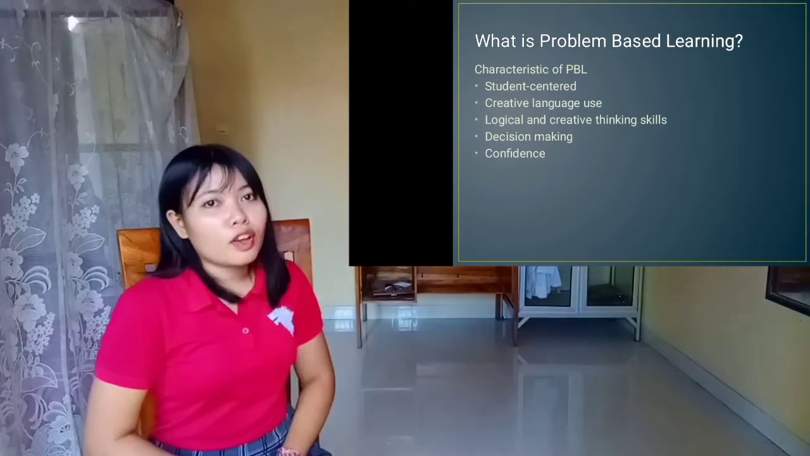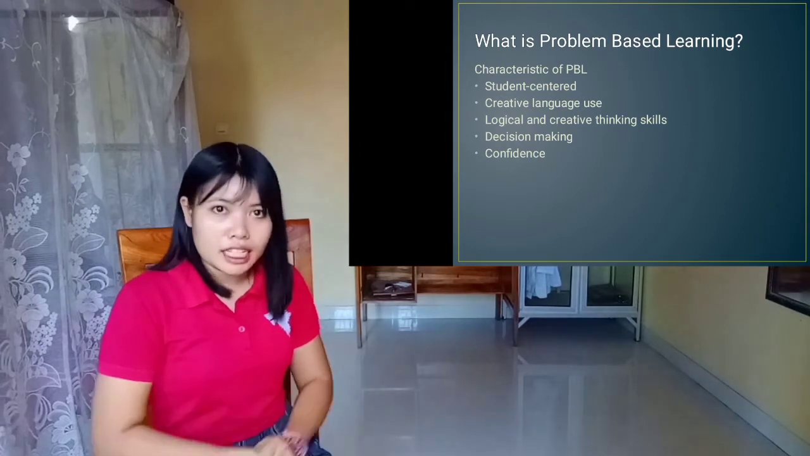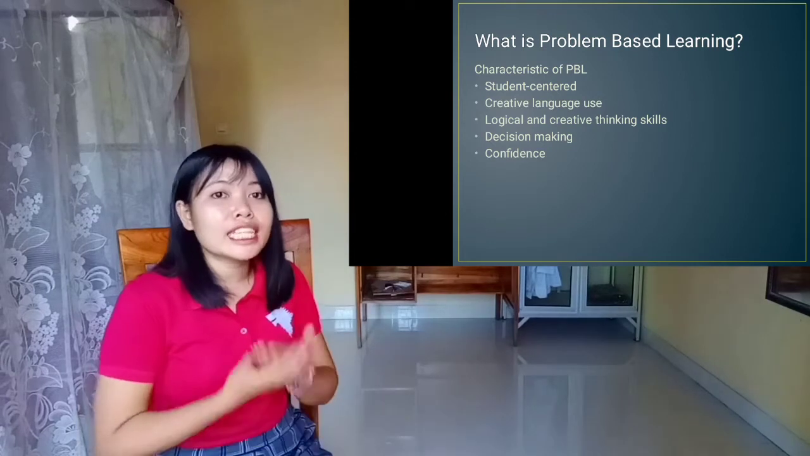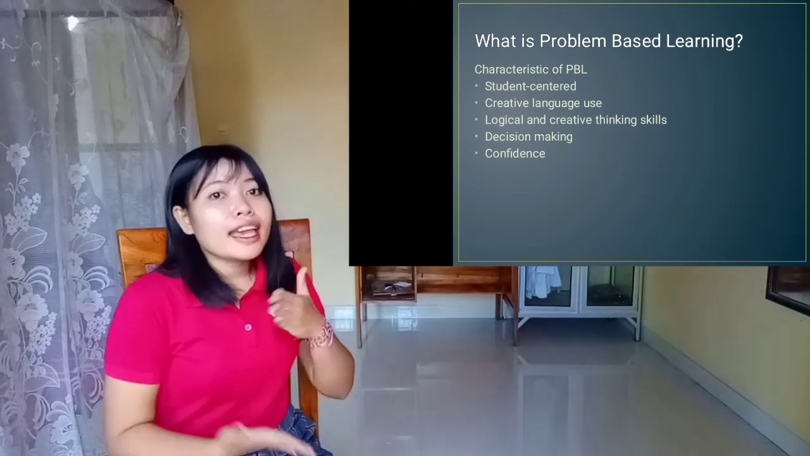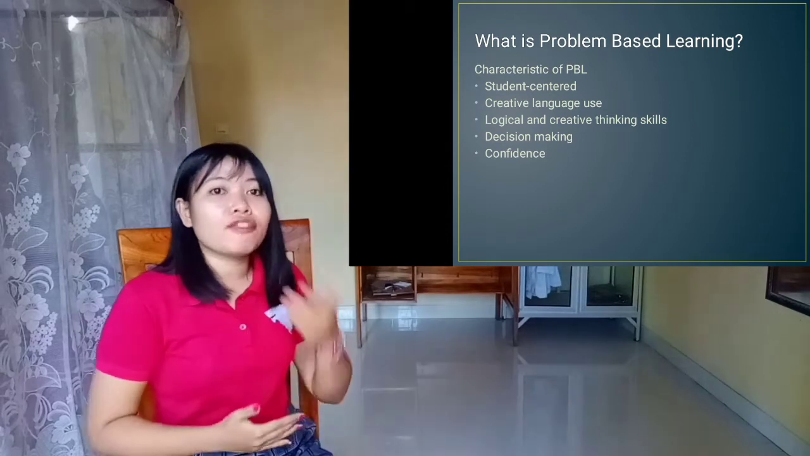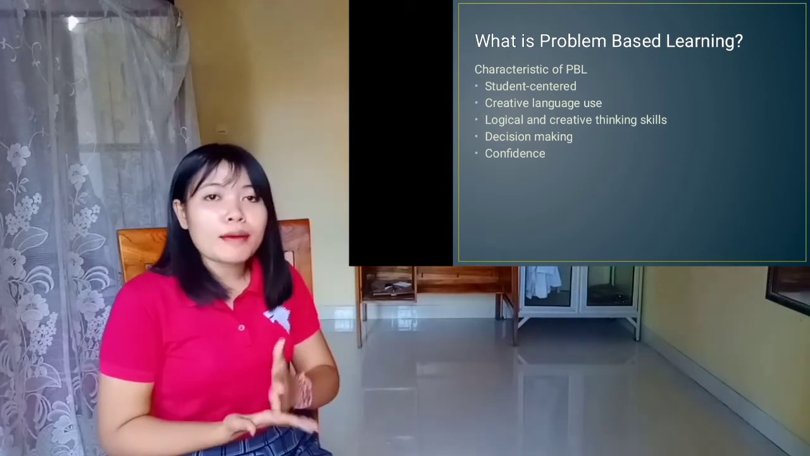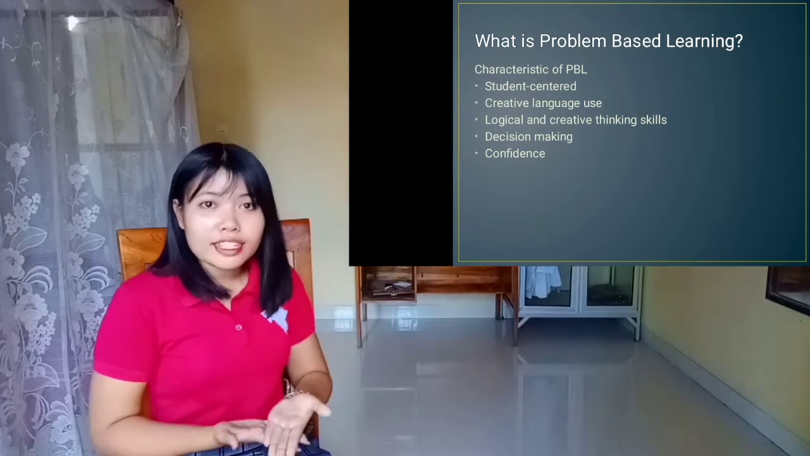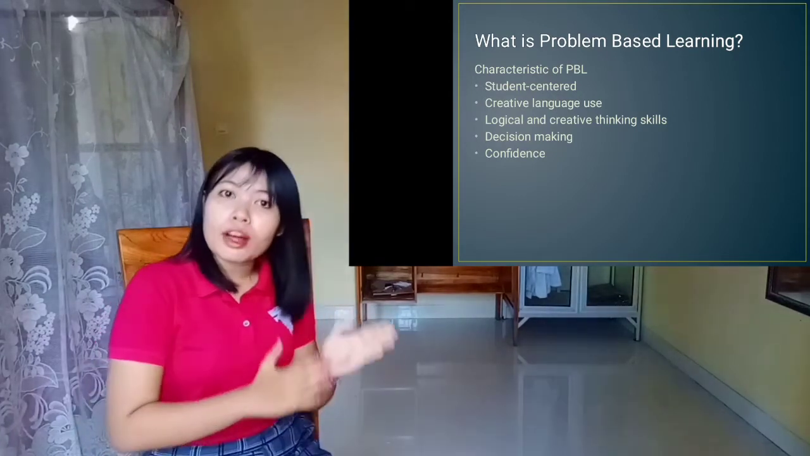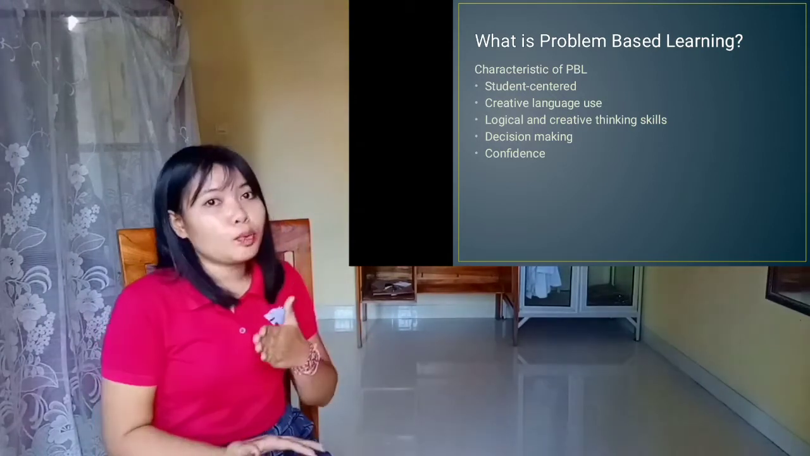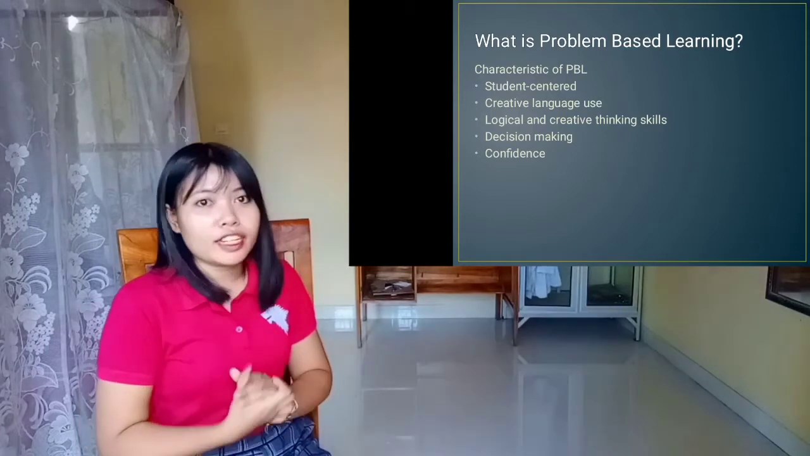Third is about logical and creative thinking skill. This learning can help students to use English creatively because in this problem-based learning, the focus is on the student. The student is faced with the problem and they have to solve this problem. So that's why they can use English creatively to solve the problem. It also has the same meaning with decision making and confidence.